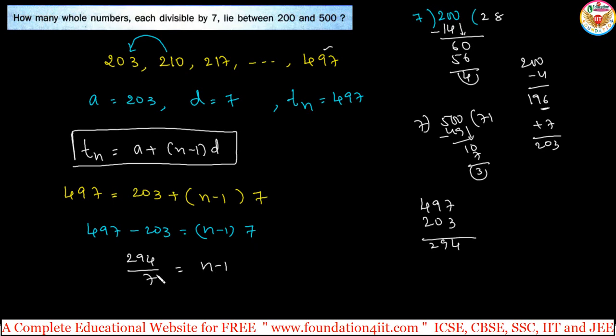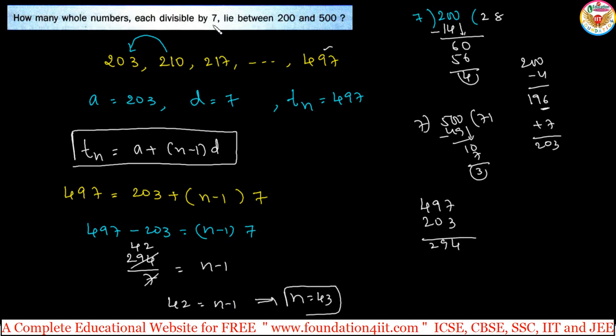So 7 table: 294 divided by 7. 7 4s are 28, 1 carry 14, 2 is 42. So 42 is equal to n minus 1. From this, n is equal to 43; minus 1 taken to the left side. So 43 terms are there. So in between 200 and 500, there are 43 numbers exactly divisible by 7. Right? This is the pattern.